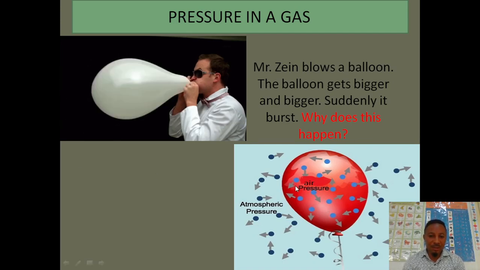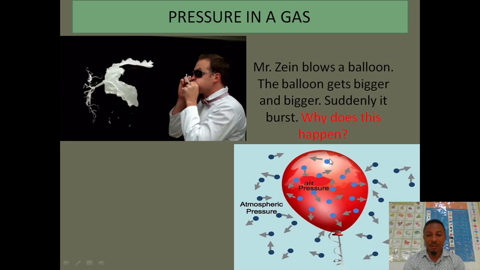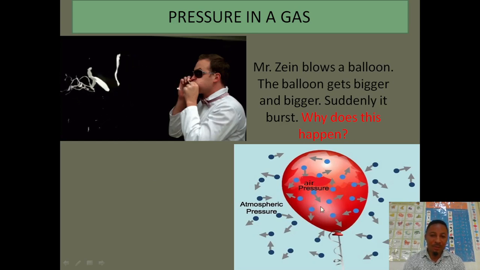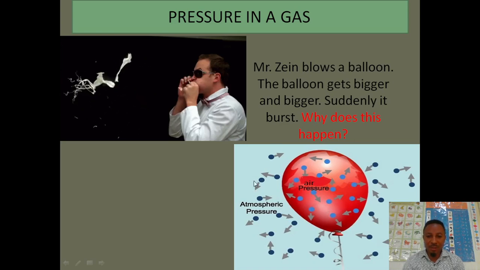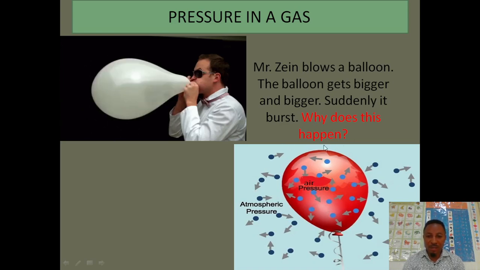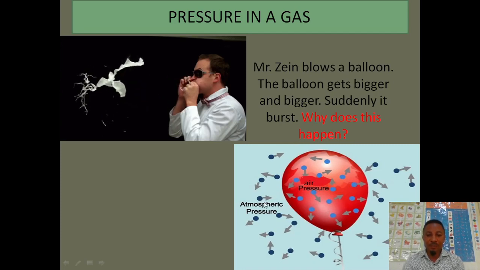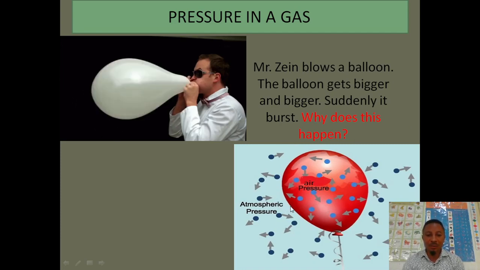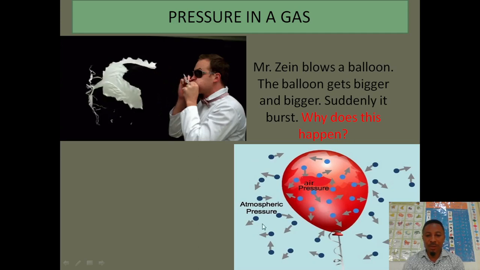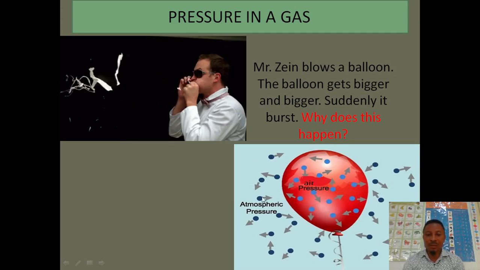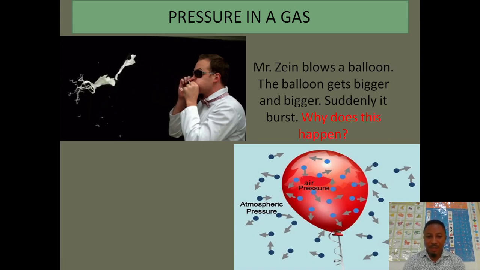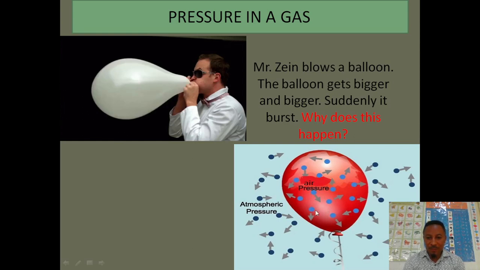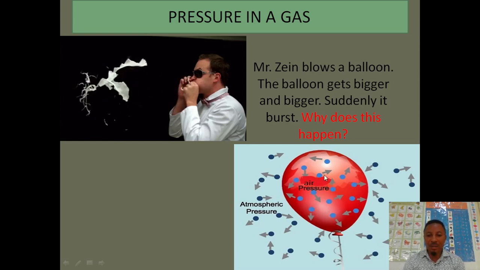Now look at your bottom right hand side. You're going to see a similar balloon, but this time around you're going to see particles around it. These particles around here are actually air particles. They exert pressure outside the balloon. The pressure that air particles exert outside the balloon is otherwise called atmospheric pressure. We're going to discuss that shortly. While inside the balloon you have air that also exerts pressure.